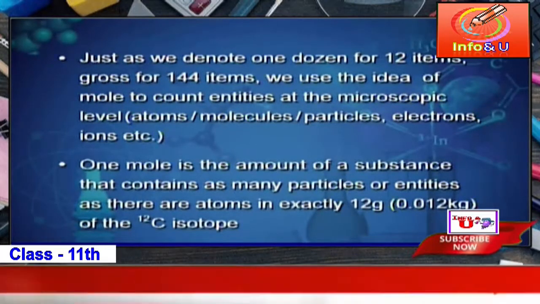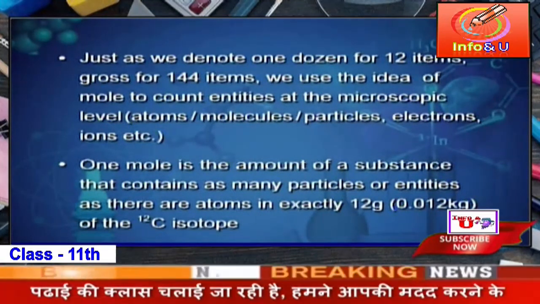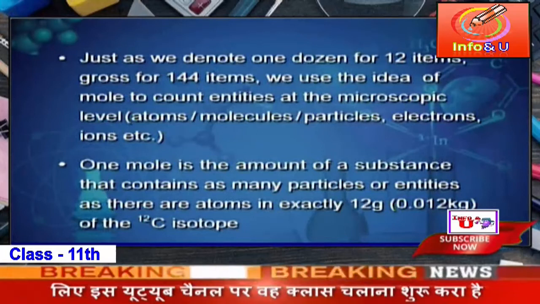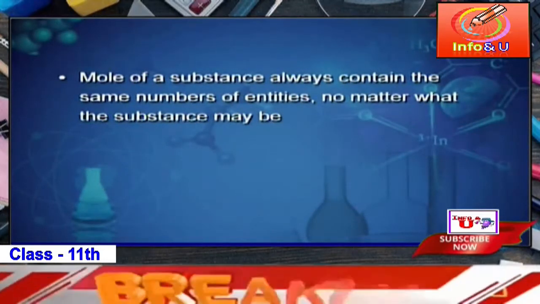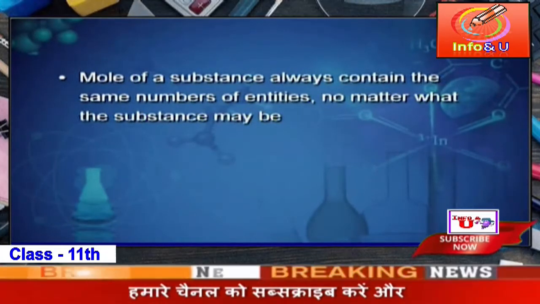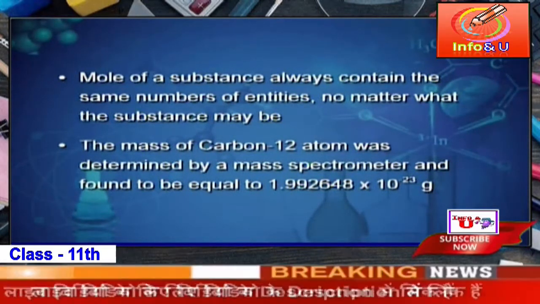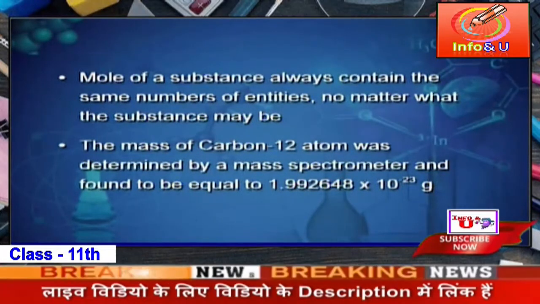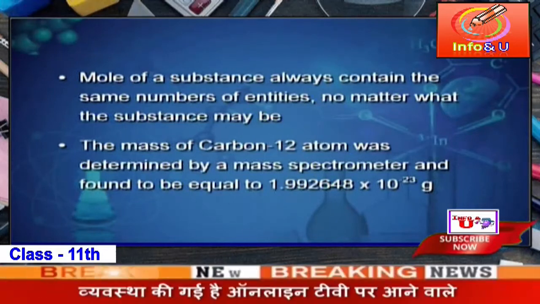1 mole is the amount of a substance that contains as many particles as there are atoms in exactly 12 gram, 0.012 kg, of the carbon-12 isotope. A mole of a substance always contains the same number of entities no matter what the substance may be. The mass of a carbon-12 atom was determined by a mass spectrometer and found to be equal to 1.992648 × 10^-23 gram.